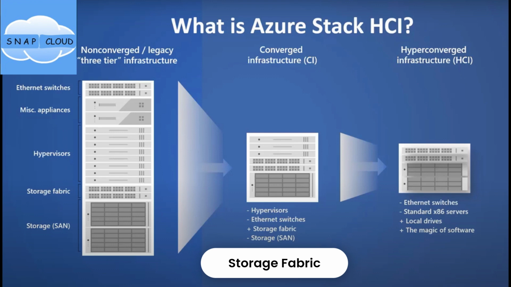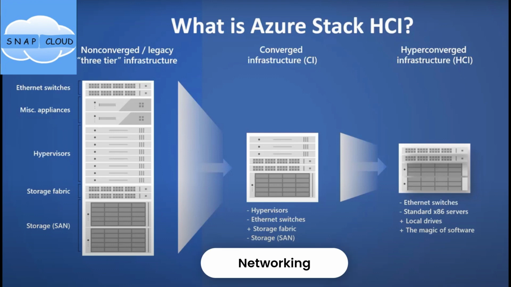Storage fabric. In traditional setups, you need a dedicated network fabric, like fiber channel, for storage traffic. Converged often keeps this model, just in a cleaner bundle. Hyperconverged drops it completely. Storage traffic flows over standard Ethernet. Fewer cables, simpler design.